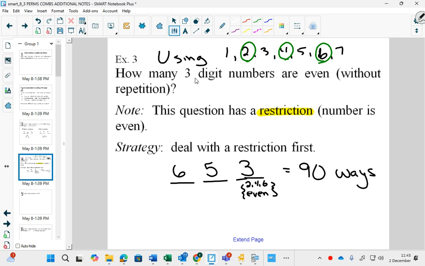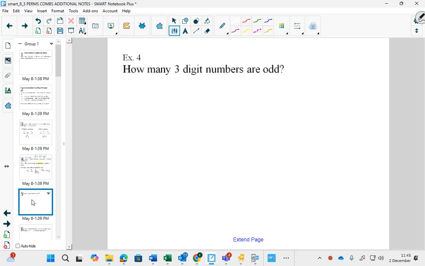So this is a new strategy. If you have your fundamental counting principle, but you have a restriction, you need to deal with that restriction first. So I'd like you to try this one. We're still going to use the numbers 1 to 7.